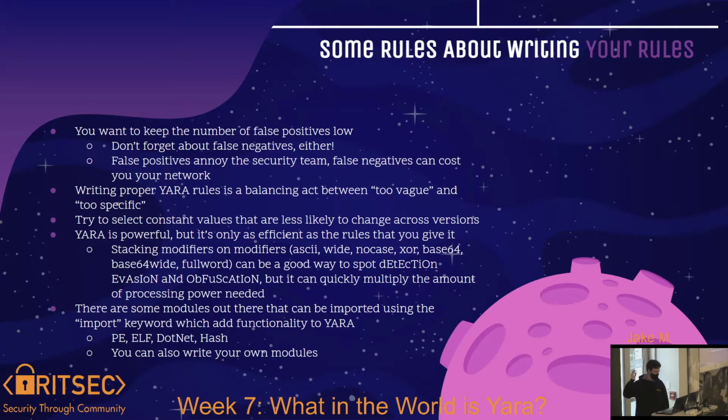So yeah, writing rules is a really big balance between vague and specific, and your goal is to get in the middle so that it's not too vague and it's not too specific. It can be difficult though.